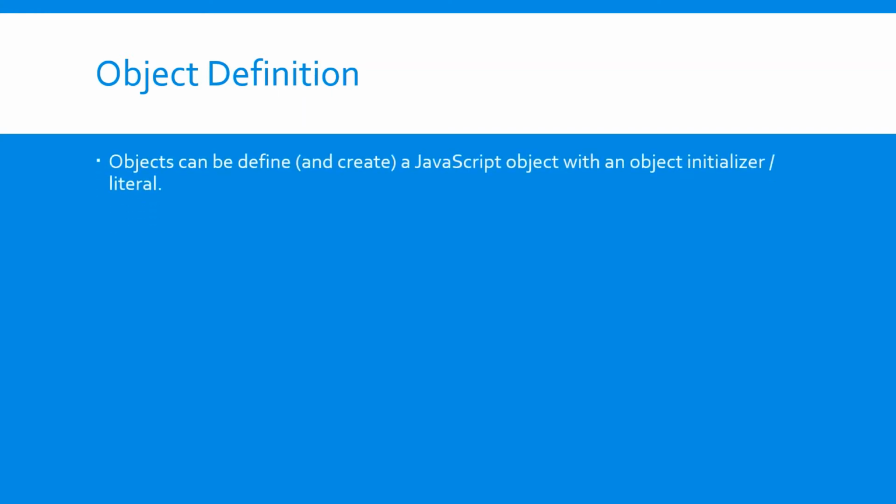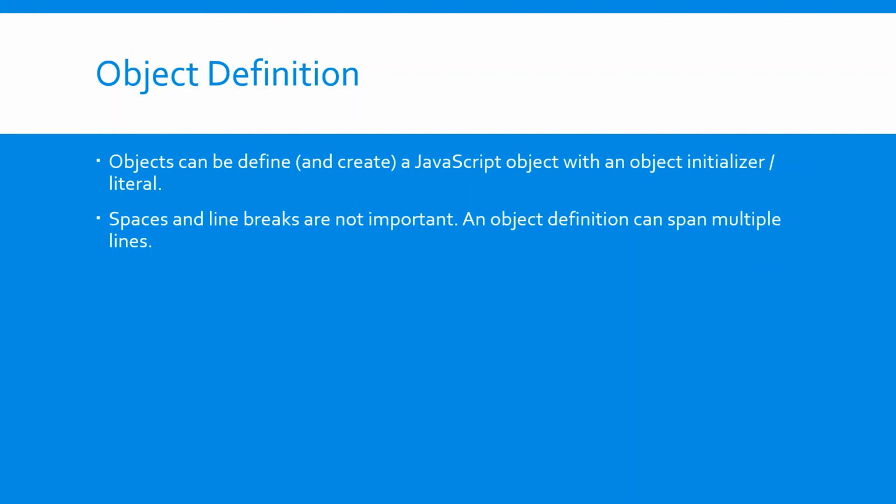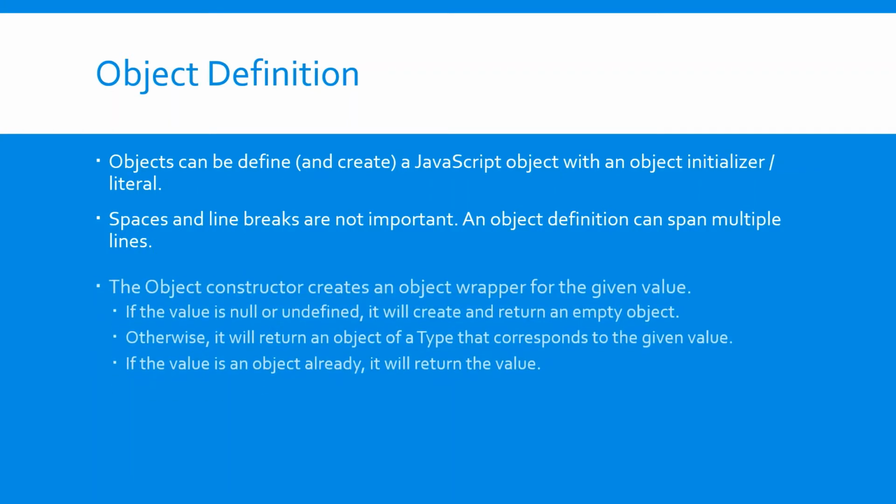So how can we define an object? An object can be created using the object constructor or the object initializer. Spaces and line breaks are not important. An object definition can span multiple lines.